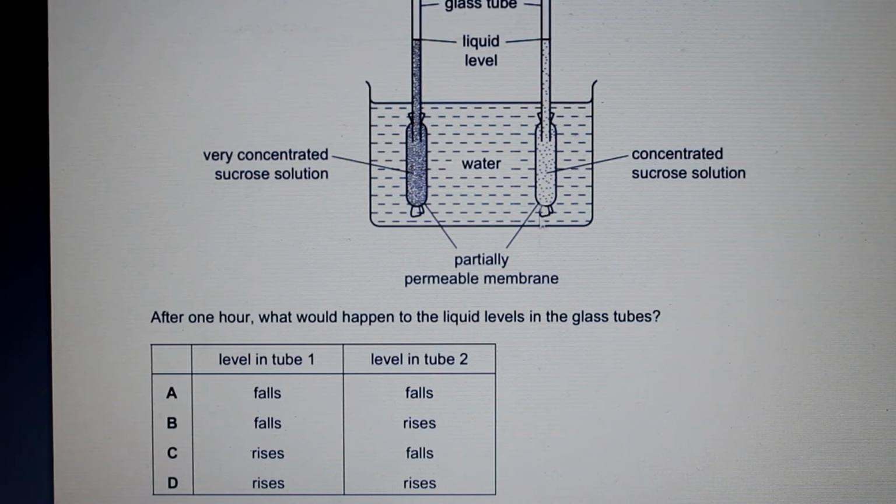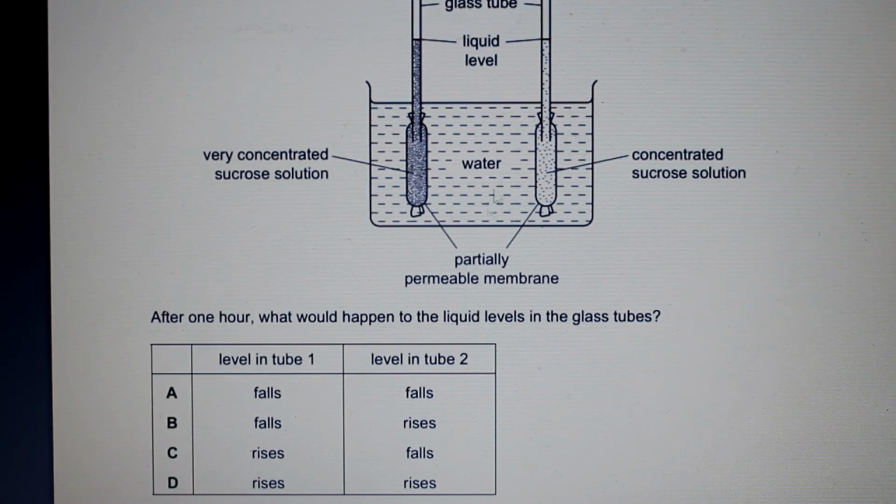This is a partially permeable membrane, and inside number 1 we've got a very concentrated sucrose solution. Inside number 2 we've got a concentrated sucrose solution. So both of these are concentrated, and this is more concentrated than this. So water is going to move from an area of high water potential to an area of lower water potential. That's the definition of osmosis.